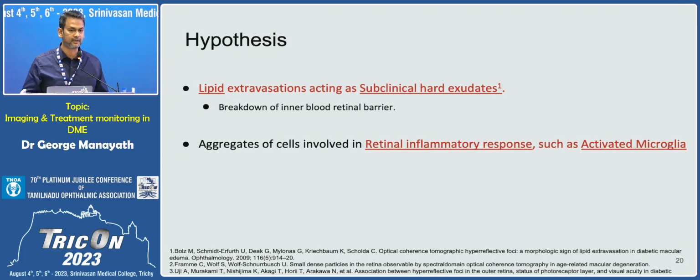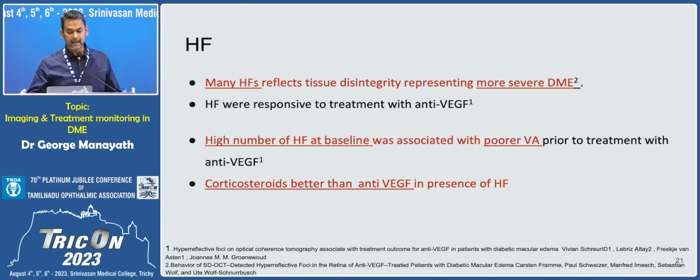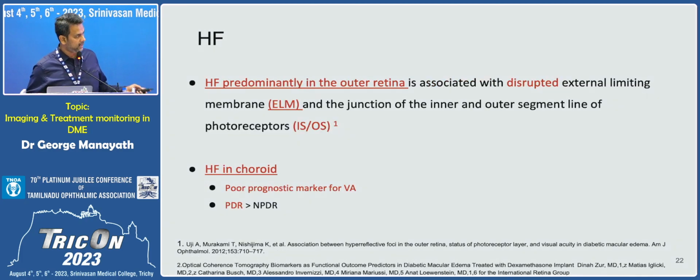So these precursor lesions, or hyperreflective foci, suggest an inflammatory response. As already mentioned by Dr. Rajiv, these are activated microglia and are more seen in severe DME, and a higher number of hyperreflective foci is predictive of poorer vision in DME, and steroids may be a better option if you see this biomarker on OCT. Also, hyperreflective foci in the choroid are seen more in severe diabetic retinopathy like PDR, and are a poor prognostic marker for vision if you see them in DME.